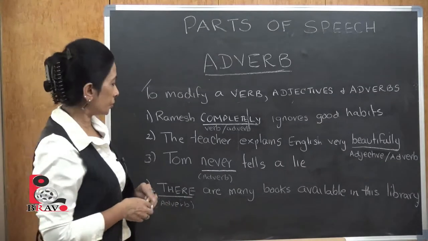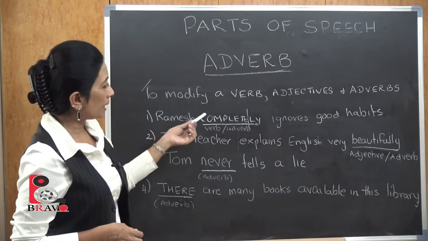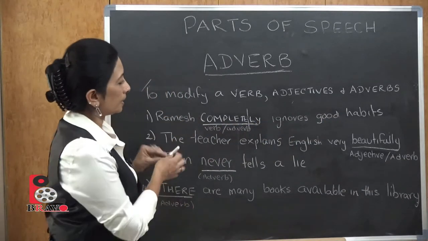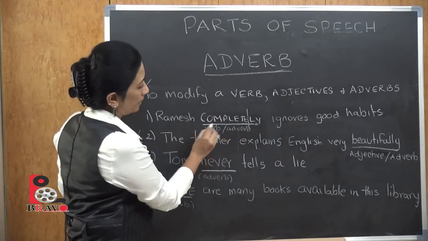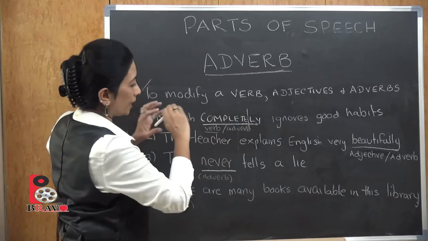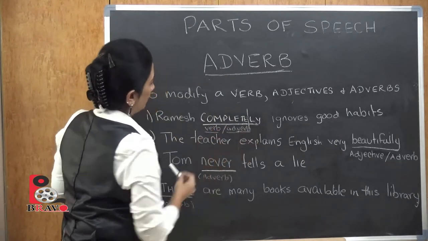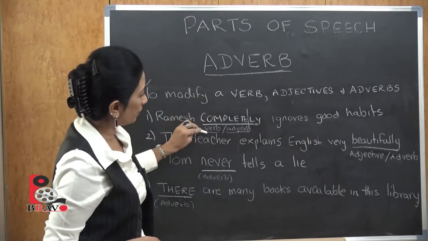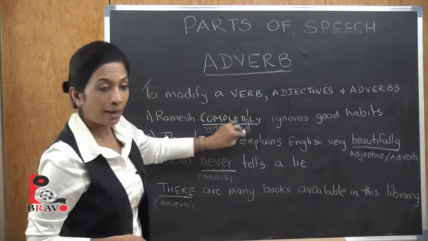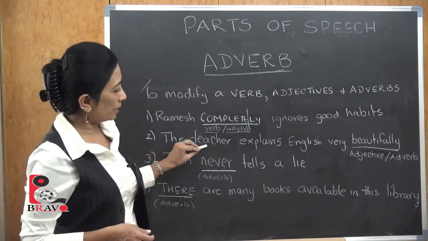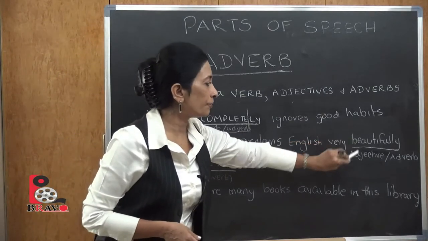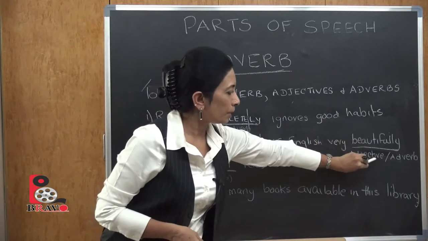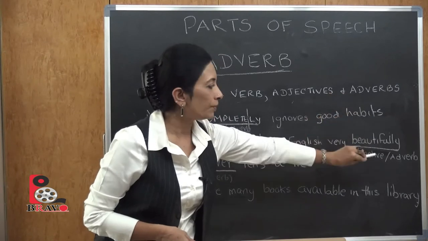Again, I've got four examples to show you. The first one is Ramesh completely ignores good habits. Here ignores is the verb, and completely is an adverb because it extends and modifies the verb. The second example is the teacher explains English very beautifully. Now the word beautiful is the adjective and beautifully becomes the adverb.